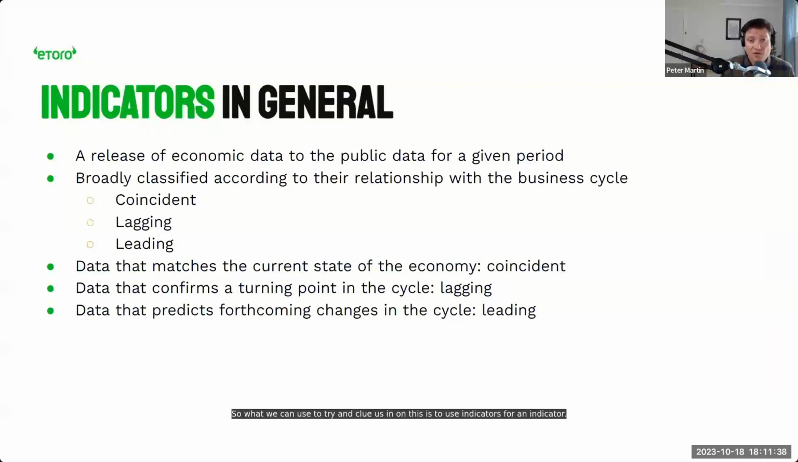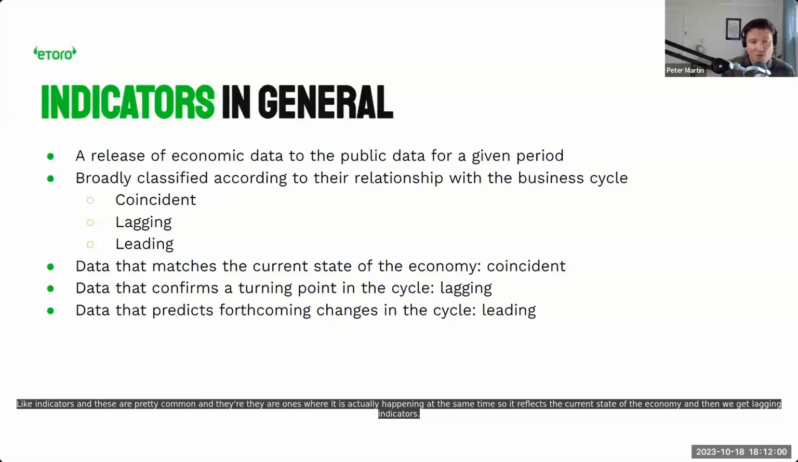So what we can use to try and clue us in on this is to use indicators. An indicator is a release of a piece of economic data to the public for a given period. These are broadly classified into three different types, according to their relationship with the business cycle. So we get coincident indicators, and these are pretty common. They are ones where it is actually happening at the same time, so it reflects the current state of the economy.